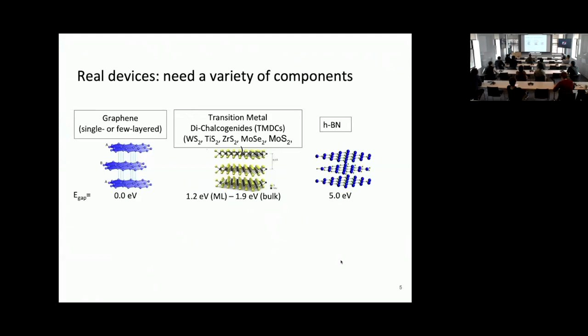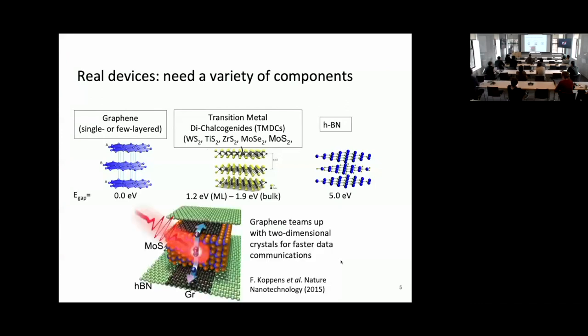And there's also an excellent insulator, hexagonal boron nitride, with a very large band gap. And indeed, people have already been producing several types of devices. Here's an early example of this. This is molybdenum disulfide, one of these semiconductors. You shine light, you produce carriers, you excite carriers. Those can be transported away by the metal, graphene, and the whole thing is an insulating environment. So this is a very interesting arrangement for faster data communications, from the group of Frank Koppens.